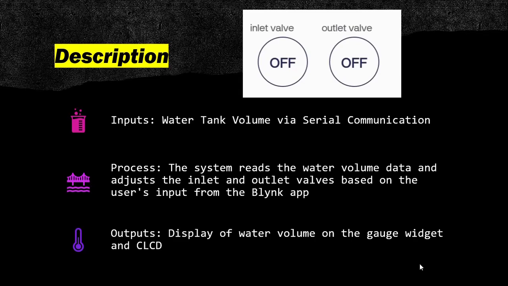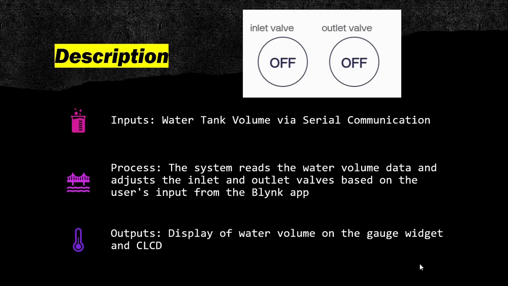As we can see the widgets here, the inlet valve and outlet valve widgets, which the user can use to switch on and off. So, water tank volume via serial communication. The system reads the water tank volume and adjusts the inlet and outlet valve based on the user's input from the Blynk app.